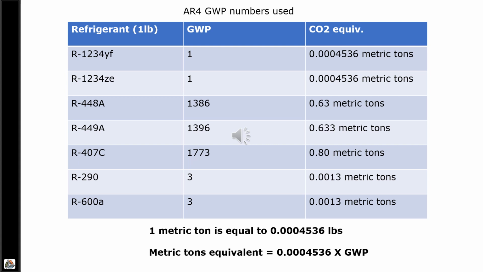And then I also wanted to show some A3 refrigerants on these tables just so we can compare the GWP numbers and the metric tons of CO2. So R290, otherwise known as propane, has a GWP number of 3, and so it would be equal to 0.0013 metric tons of CO2. And R600A, or isobutane, also has a GWP number of 3, so therefore it would also have a 0.0013 metric tons of CO2 equivalency.